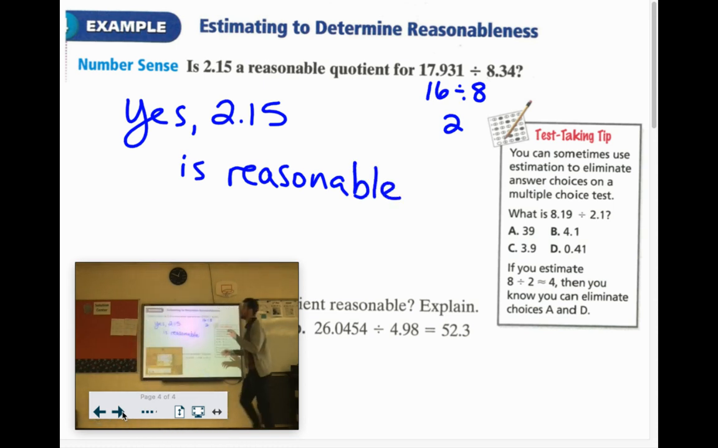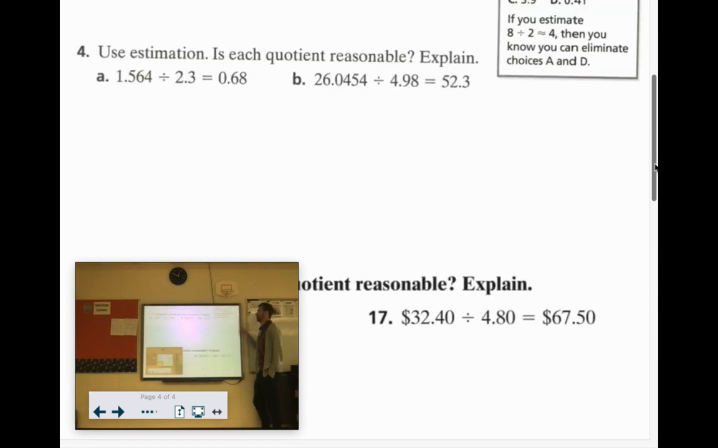Hey, check this out. This is actually a nice test-taking tip. You can sometimes use estimation to eliminate answer choices on a multiple choice test, like the SAT, things like that. You can get rid of it if you can quickly estimate. So what is 8.19 divided by 2.1? Think of 8 divided by 2 is 4. So like 39, way off. 0.4, way off. So then you've eliminated half of your choices. That's awesome. Thanks, math book. Appreciate it.